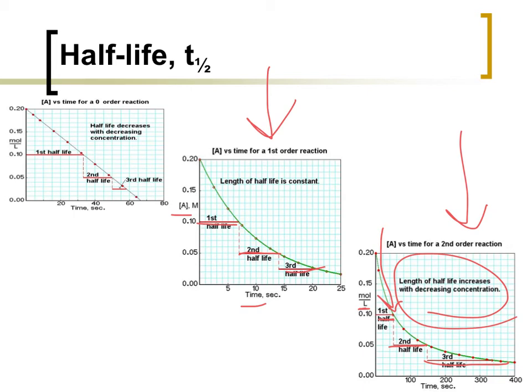On the flip side, if we have a 0th order reaction where the concentration does not affect the rate at all, then we're just continuing to progress linearly in the relationship between the time and the concentration. And so you actually start off with very long half-lives, and they get shorter and shorter because you have this constant slope of the reaction.